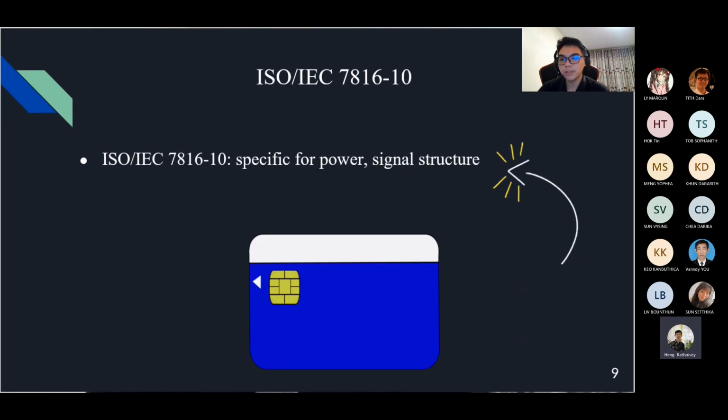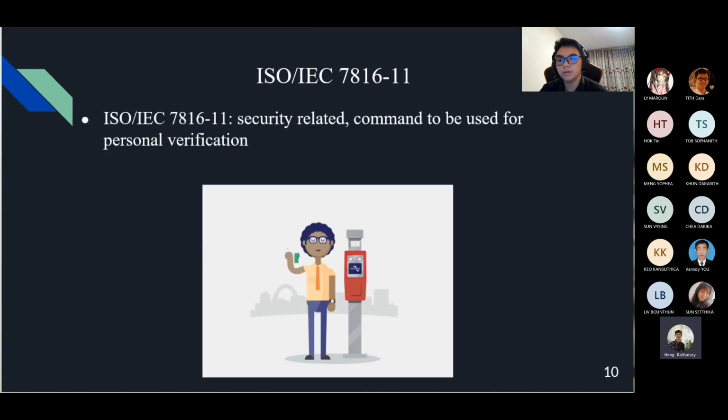The ISO 7816 Part 10 specifies the power, signal structure, and structure for the answer to reset between the ICC with the synchronous transmission and an interface device like a terminal. It also covers signal rate, operating conditions, and communication with the ICC. This part of the ISO specifies two types of synchronous card, which are type 1 and type 2.